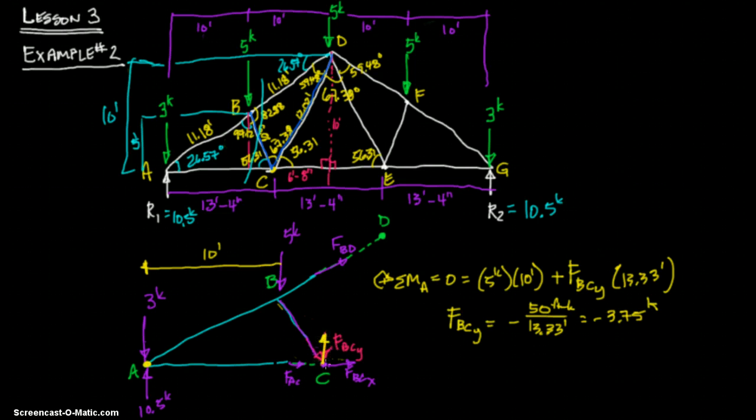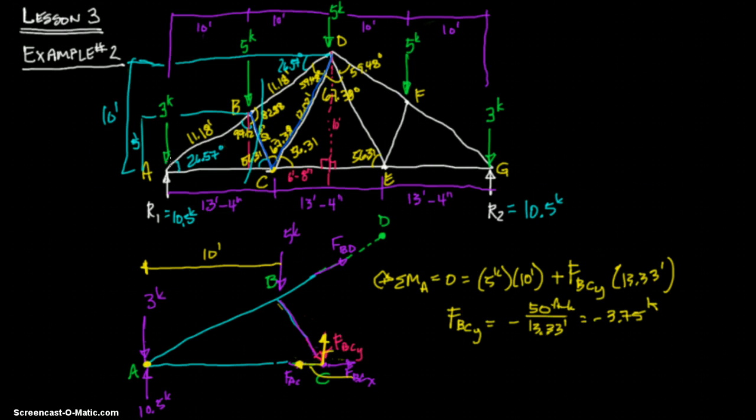All right. That's FBCX right here, FBCX, FBCY. And that's kind of confusing because there's an FAC down there as well. All right, now what we need to do is figure out what FBCX is, and we can do that through similar triangles.